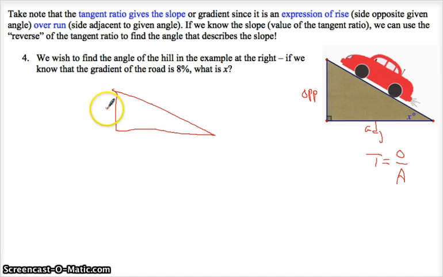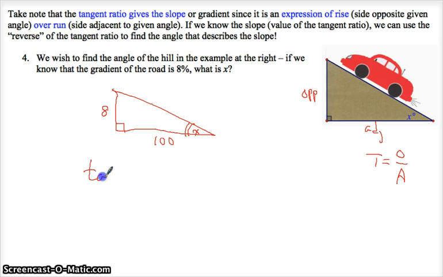One way to think about that is it's going up 8 feet for every 100 feet it's going that way. It could be any triangle similar to that. It would still be considered an 8% rise. So it rises 8% of its run every step of the way. And we're concerned about this angle here, which we're calling x. In terms of x, this would be the opposite side, and this would be the adjacent side.